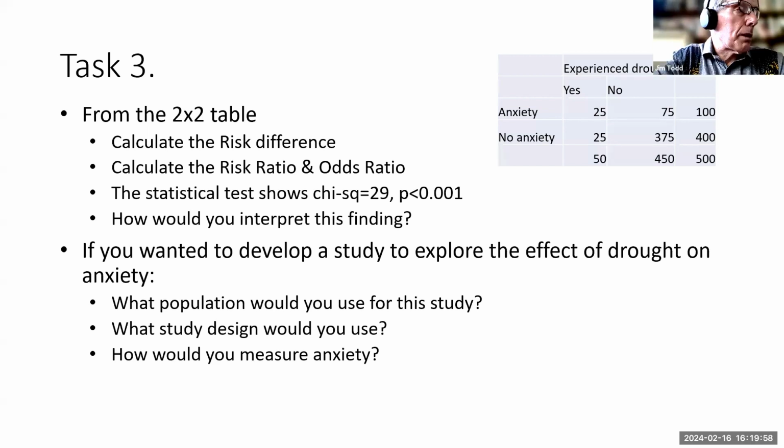If you wanted to develop a study to explore this effect, you would have to use the population of the district, some of which is subject to drought and some of which is not. You would then be able to do a cross-sectional study on this, but you could also use a case control study, as someone mentioned earlier in the conversations.